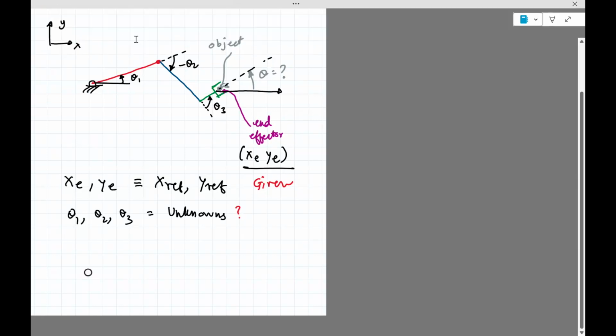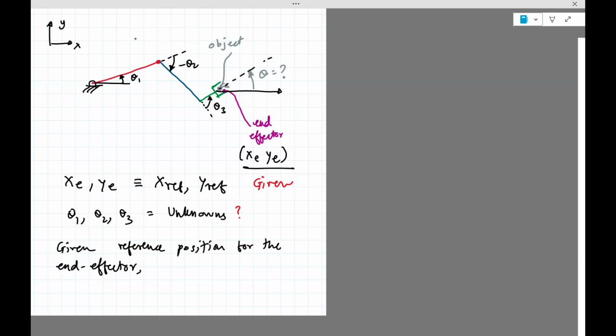So let me write it in words. Given reference position for the end effector, compute the joint angles.